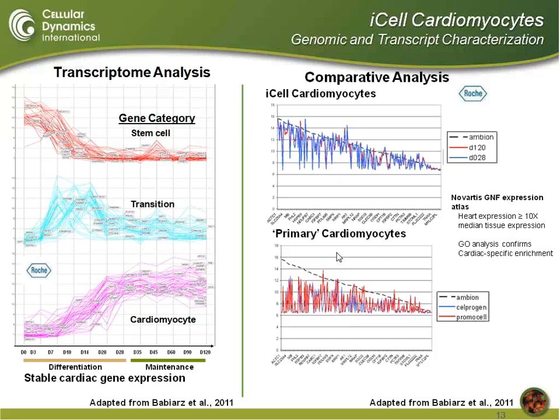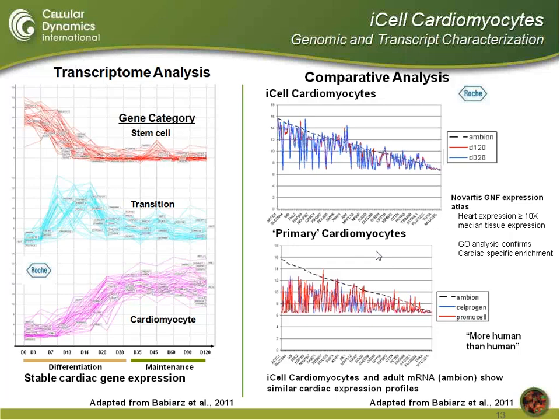They continued and they did this with the primary cardiomyocytes as well, cells they received from PermoCell and Celprogen. They did the same analysis and compared it, and as you can see, compared to the ambient RNA, they had not as strong of a correlation. This led the investigator who was doing the work to jokingly say that our cells were more human than human. Simply put, the ICL cardiomyocytes and adult mRNA show very similar cardiac expression profiles, more similar than primary cardiomyocytes, which have been put into culture.